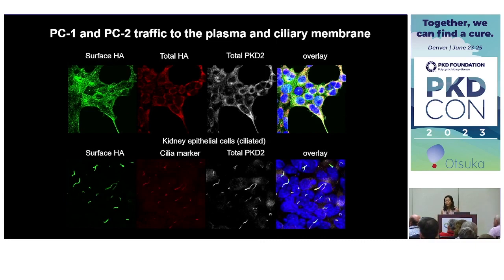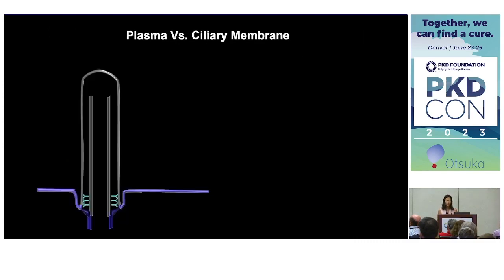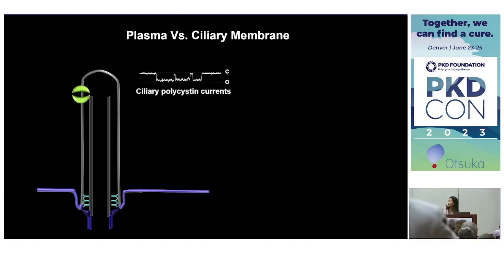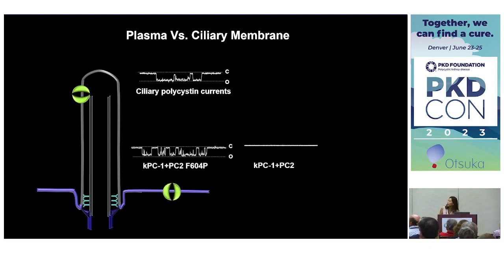After confirming the expression, here was our question. Can we record the polycystin complex in the cell membrane? Here's another question that we wanted to tackle. The polycystin complex is active in the cilia membrane. However, when we express the polycystin complex in the cell membrane, it's quiet as a wild type. It's an intact polycystin complex in the cell membrane, but it's quiet unless we introduce a gain of function mutation in PC2. So what's the difference between the plasma membrane and the ciliary membrane?